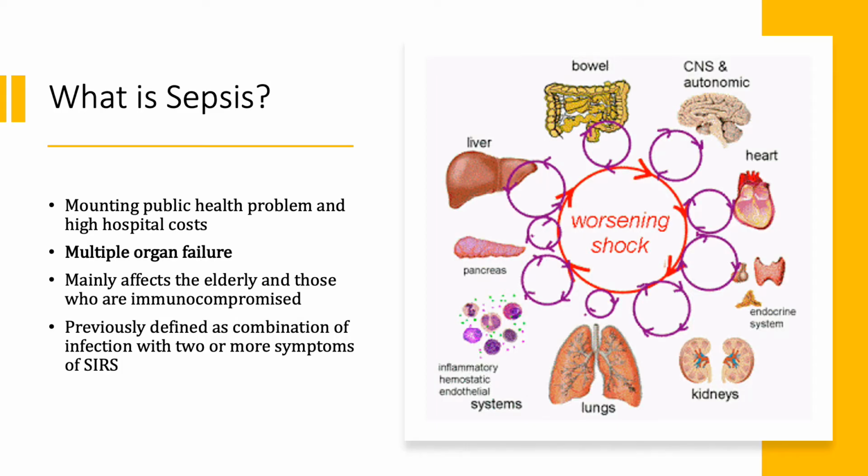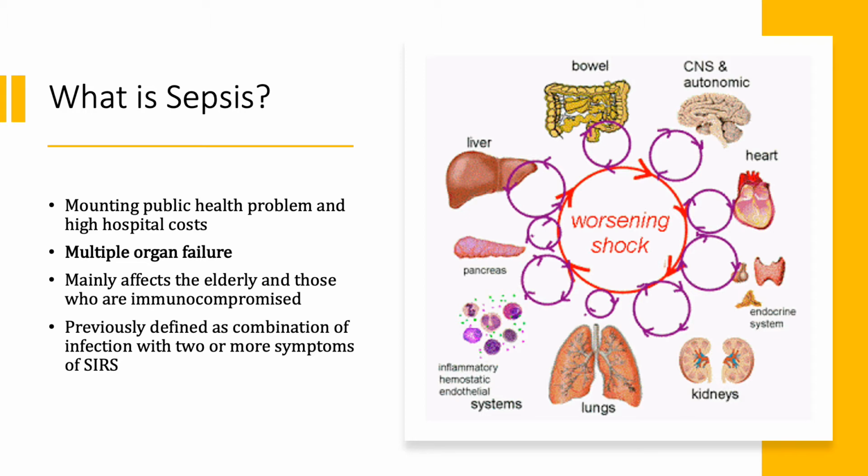So first things first, I want to talk to you about sepsis. And so what is it? It is a mounting public health problem with high hospital costs and ultimately leads to multiple organ failure. It mainly affects the elderly and those who are immunocompromised. It was previously defined as a combination of infection with two or more symptoms of SIRS.